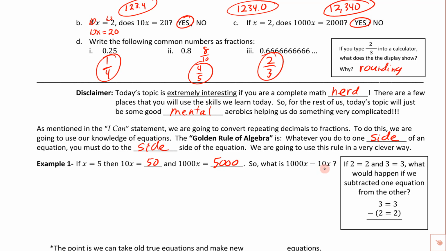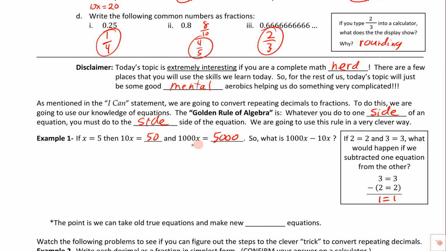Well, in order to do that, we're going to do something again really clever. Before I do that, I'm going to show you with numbers. So I've got two true equations right here. We showed that based off this original equation right there. So I've got 2 equals 2 and I've got 3 equals 3. Well, what would happen if we subtracted one equation from the other? So if, for example, I took 3 equals 3 and I subtracted 2 equals 2. Well, 3 minus 2 would be 1, and 3 minus 2 would be 1, and those are still equal to each other. So I've made another true equation, okay?